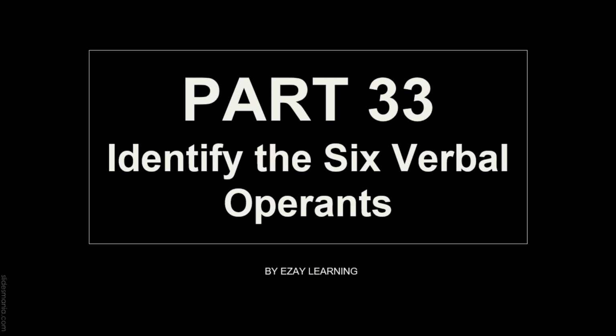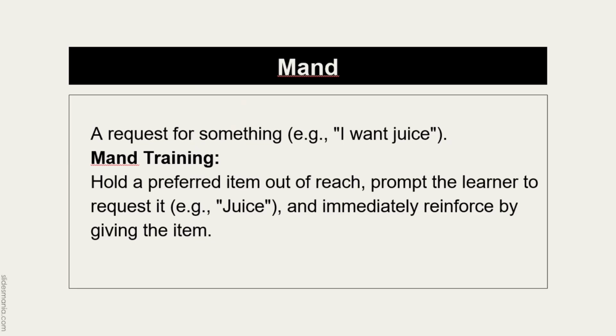Today we are going to cover part 33 of our ABAT exam series and the topic is identify the six verbal operants. In ABA and Skinner's analysis of verbal behavior, verbal operants are the functional unit of language defined by their antecedents and consequences. There are mainly six verbal operants. These are mand, tact, echoic, intraverbal, textual, and transcription.